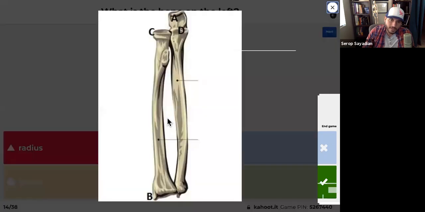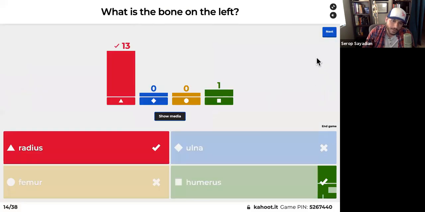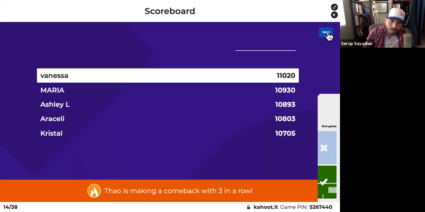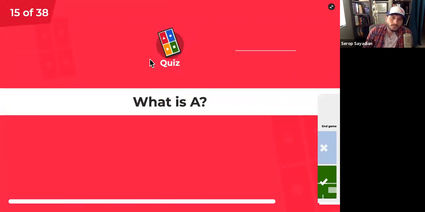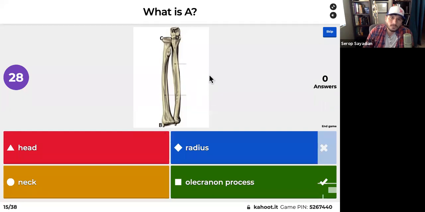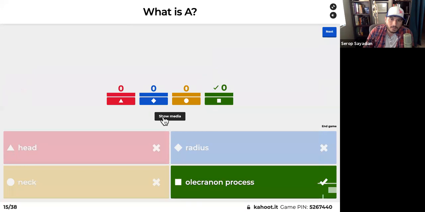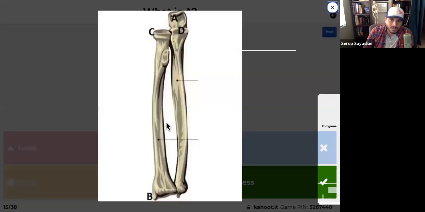Very good. Radius. On the thumb side. Lateral side. Oops. Sorry, I didn't mean to skip that. Remember the top of the C? Remember the dinosaur mouth? The top of the C is the olecranon.